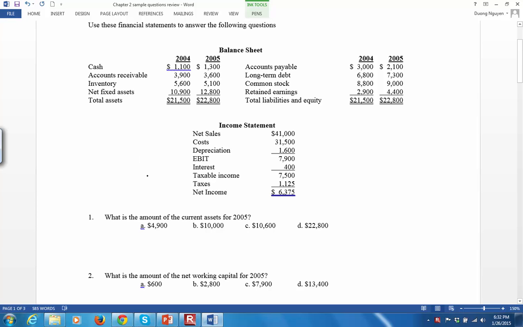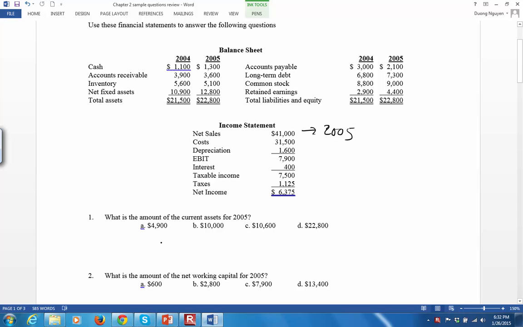Hello everyone, I'm going to go over some sample questions for chapter 2. In these questions you are given a balance sheet and an income statement for the year 2004 and 2005. The income statement is for the year 2005. Now first question, what is the amount of current assets in 2005?